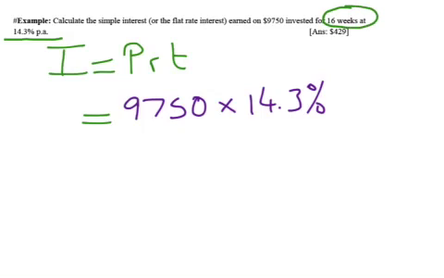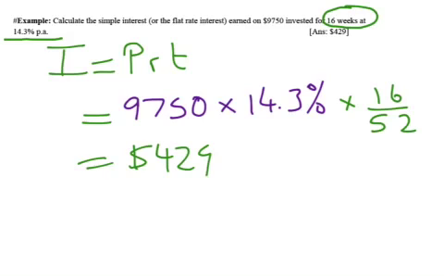Now, the interest rate is per annum, it's per year. However, the time is in weeks. Now to convert weeks to years, you're going to divide by 52, because there's 52 weeks in a year, approximately. So 9750 times 14.3% times 16 on 52 equals 429. So the simple interest earned is $429.